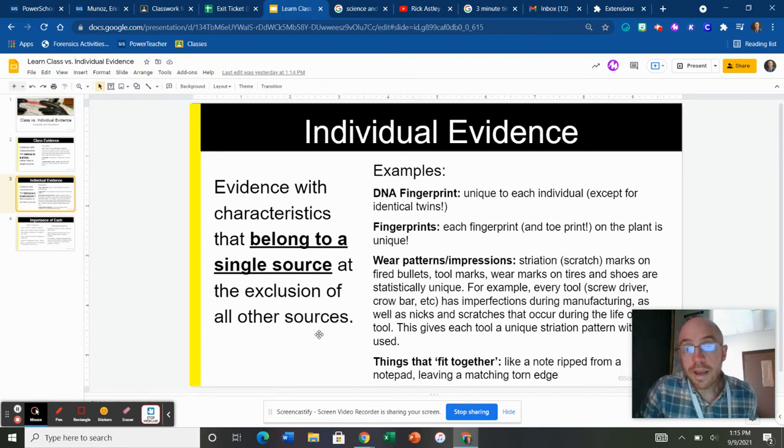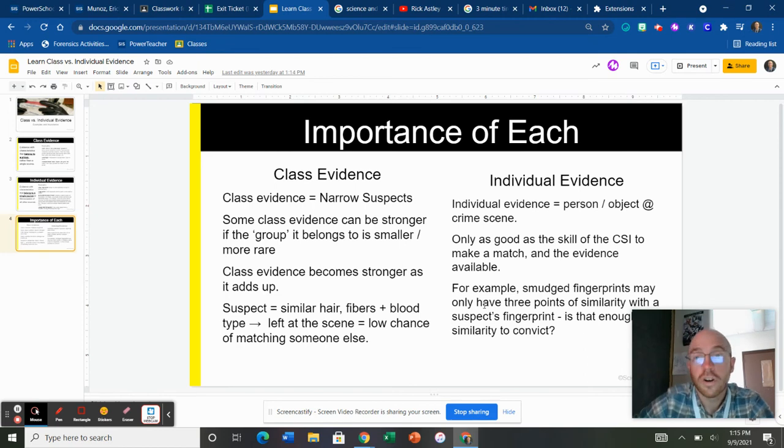Then we talked a little bit about other kinds of tools that could also be doing that because they have imperfections on them, and they can connect everything back to that particular tool. And then we talked about things fitting together, like a note ripped from a notepad. It leaves a matching torn edge. Okay, so those are some really good examples of individual evidence. And then we just talked a little bit about a compare and contrast chart of different things, and this you can review on your own.